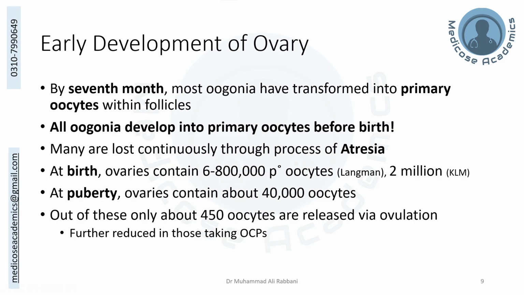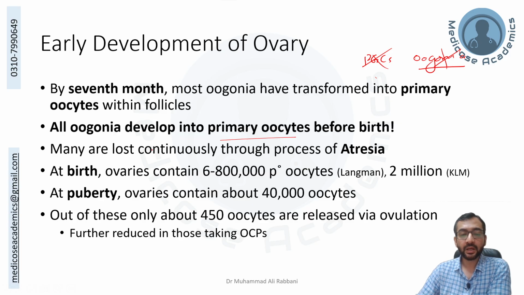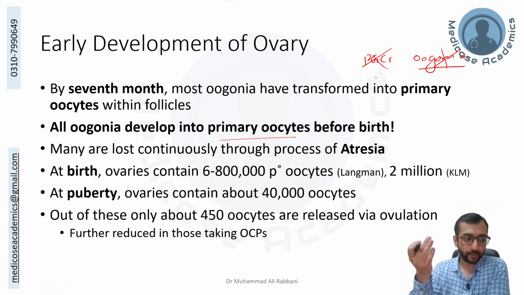So by the seventh month, most of the oogonia have been transformed into primary oocytes. By the end, you do not have any primordial germ cell reserve. You don't have any oogonia, all of these have gone, and what remains is the primary oocyte. These oogonia develop into primary oocytes before birth by the seventh month, and they're continuously lost by atresia, and this is basically nature's mechanism of getting the best out of it.